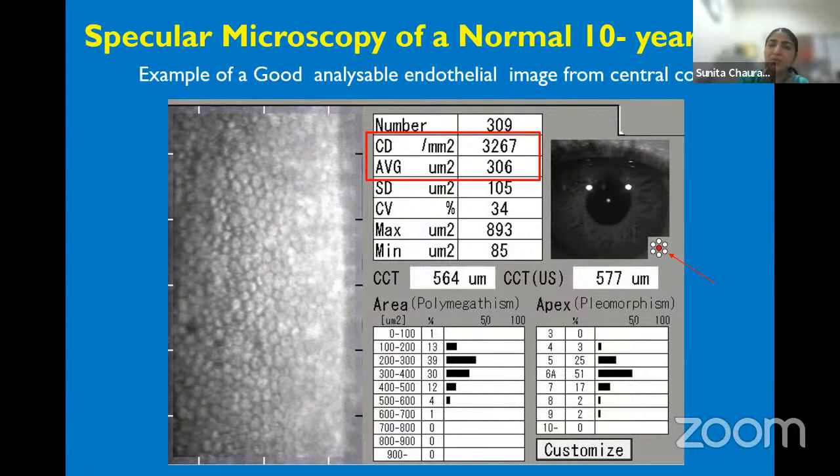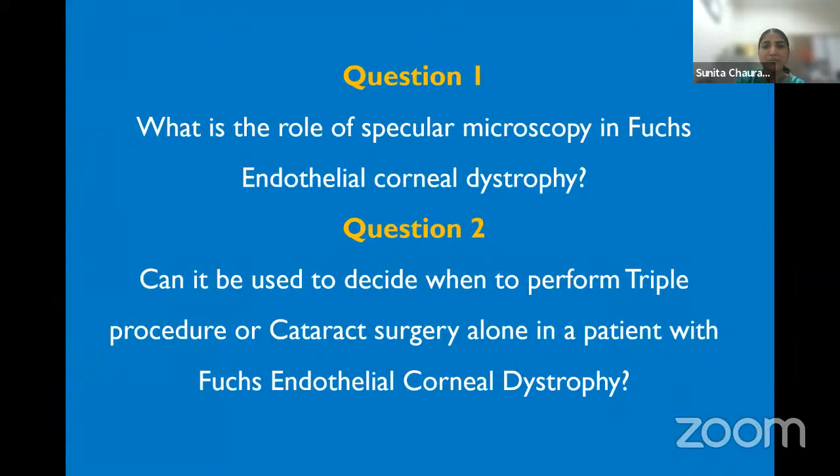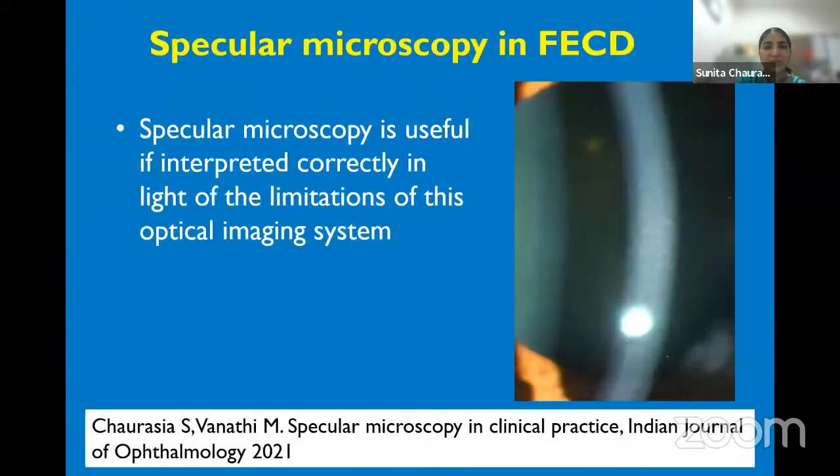This is bound to be reproducible with very minimal test-retest variability on account of the image being good and analyzable. A few questions come up with respect to specular microscopy. What is its role in Fuchs endothelial dystrophy? And can it be used to decide when to perform a triple procedure versus combined surgery in a patient with FECD?